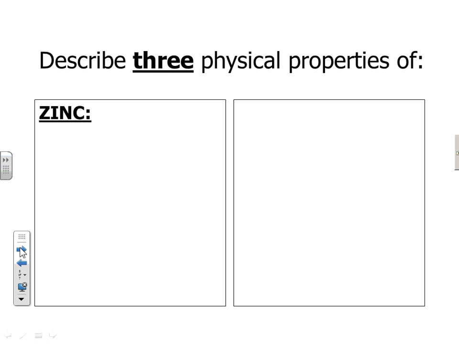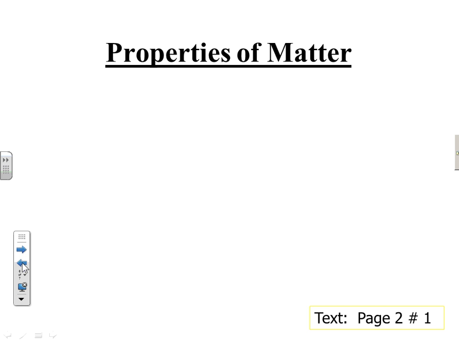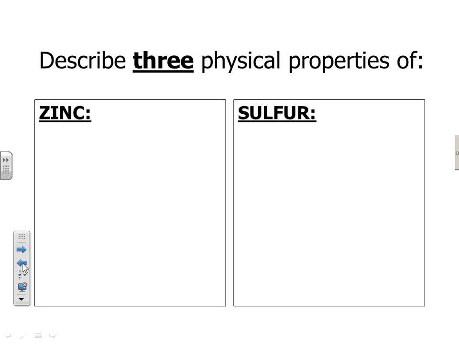So here we go. We're describing the three properties of zinc and of sulfur, and I'm going to get you to write these things down, and that's because we're going to look at a chemical reaction that sulfur and zinc can undergo in a moment. So describe three physical properties of zinc and sulfur, and we've already done the zinc, and I would say it's more gray than black. But hey, that's just me.